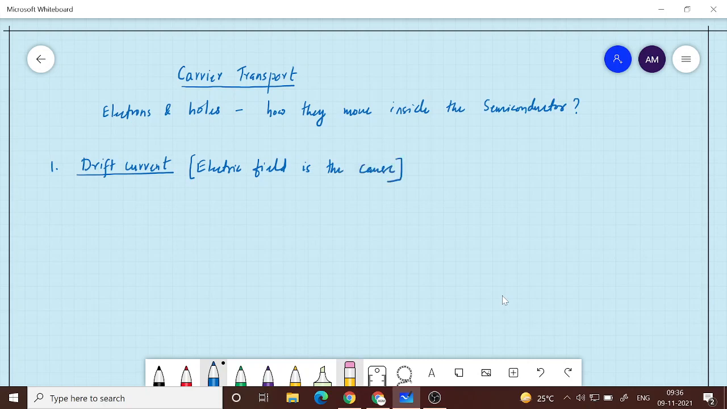There are other ways in which carriers can be transported, and these carriers are charge carriers. Electrons have negative charge, holes have positive charge. So when they move, they result in current because they have charges associated with them. So how, for example, does an electron move in response to an electric field?